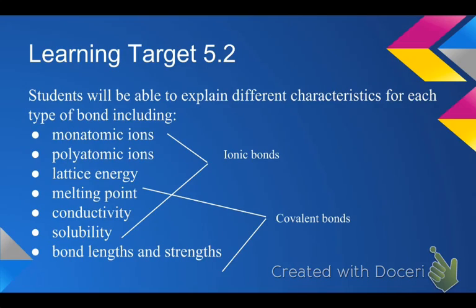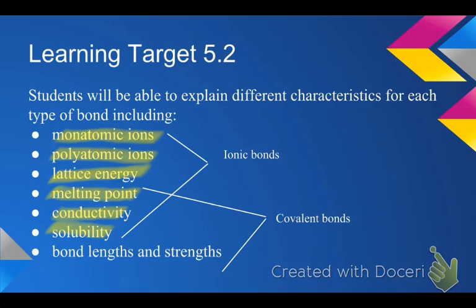In this learning target, we would like for you to be able to explain different characteristics for ionic and covalent bonds, including some of these terms. So for ionic bonds, we want you to be able to talk about things like what are monatomic ions, what are polyatomic ions, what is lattice energy, what is the melting point like for ionic bonds? What is the conductivity of heat and electricity like for ionic bonds? And what is the solubility in water like for ionic bonds?